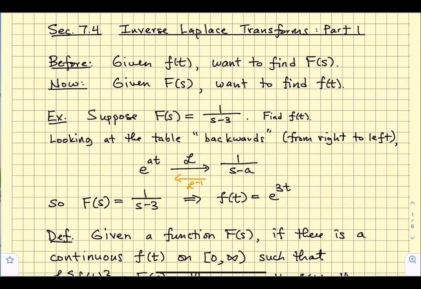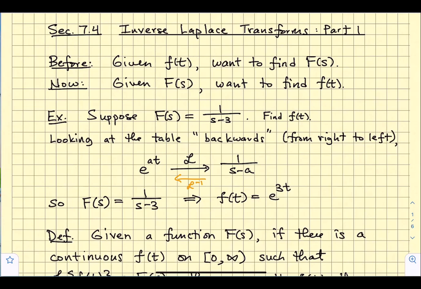So let's look at an example. Suppose big F of s is 1 over s minus 3. We want to find little f of t. In other words, we want to find a function, little f of t, such that when we take its Laplace transform, the answer will be 1 over s minus 3.